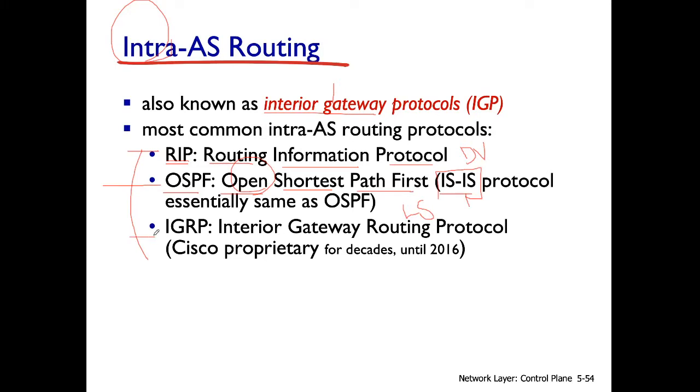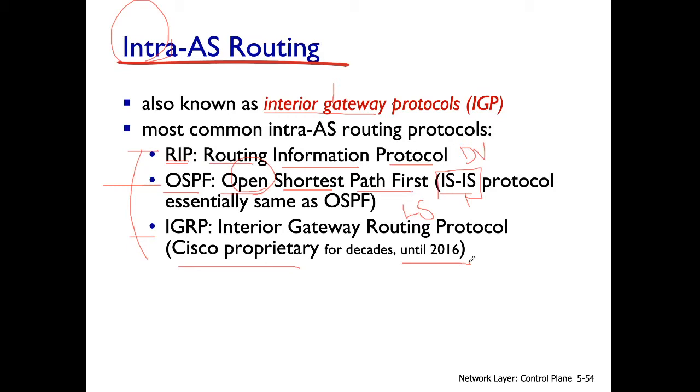Third one is called IGRP, Interior Gateway Routing Protocol. Now, this one is completely closed. It's Cisco proprietary. It came with these Cisco routers, but it was only maintained until 2016, and obsolete afterwards.